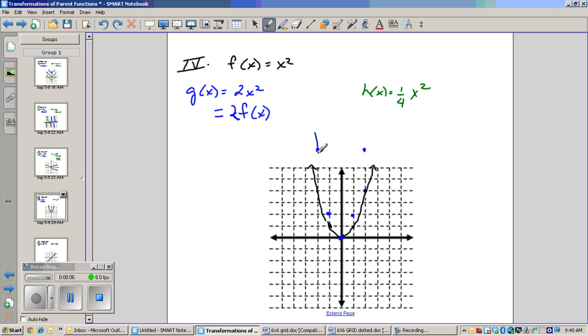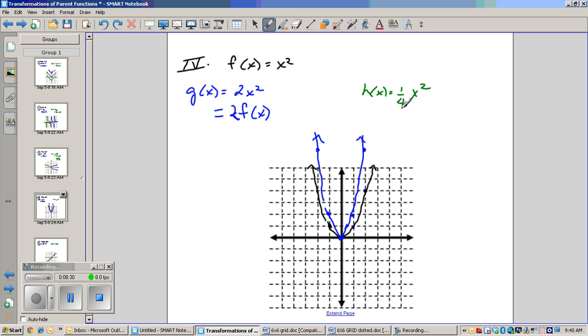The effect on the graph, as you learned in Algebra 1 and Algebra 2, is that this is a skinnier parabola because a is greater than 1. But I want you to think of this as a vertical stretch. A vertical stretch.